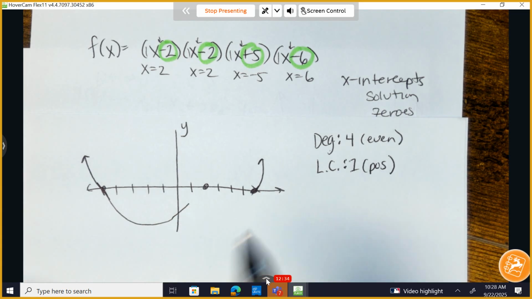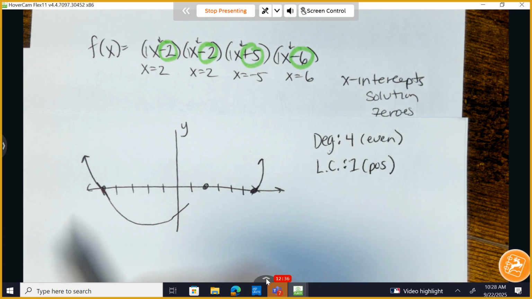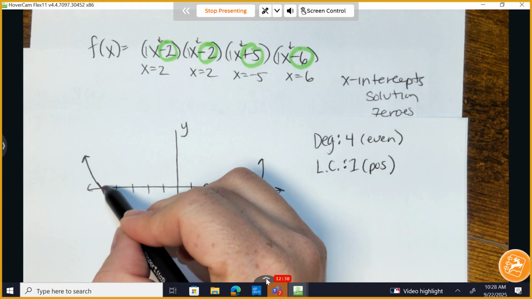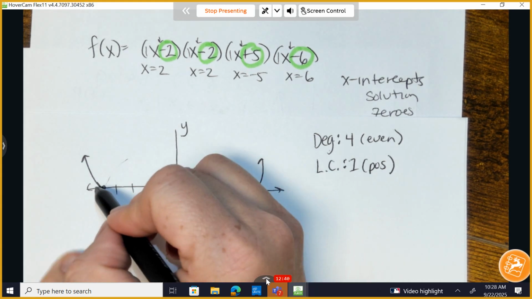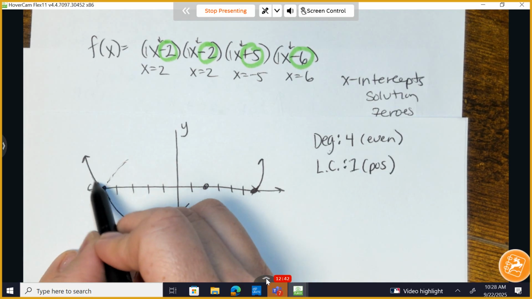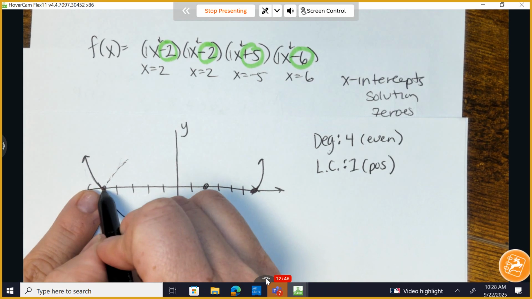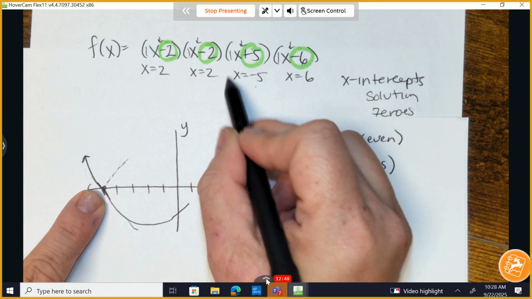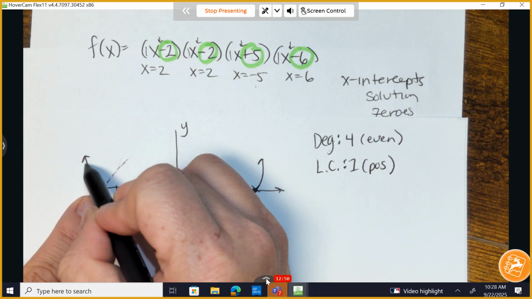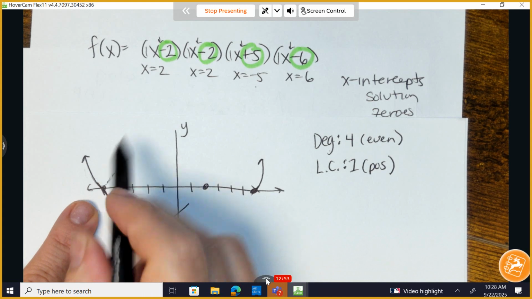Before I get there, I did have students in earlier periods say, like, Ms. Bradley, how do I know if I should go up or down? Well, if you chose to go up, does everybody see how this looks like a double? But we didn't have a double solution at negative 5. There's only one, so it has to be a single. It has to just cut through. It cannot be a double. That's what tells you whether to go up or down.